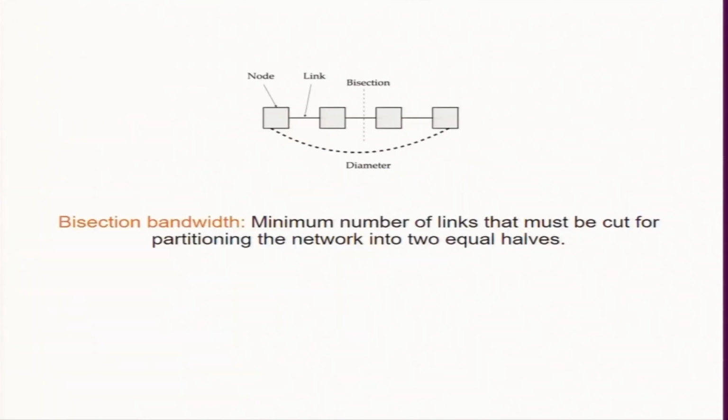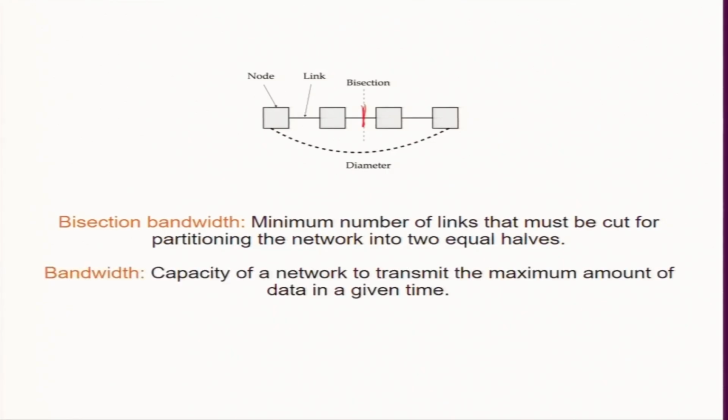Then we have bisection bandwidth. This is another important concept. It is the minimum number of links that need to be broken for partitioning the network into 2 equal halves. Right now if I break this link, then we get 2 equal halves, a right half and a left half. So, you need to break only 1 link. If it is a complex network, then you will definitely need to break more than 1 link.